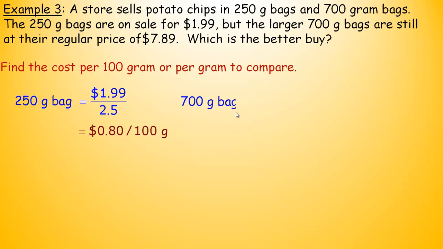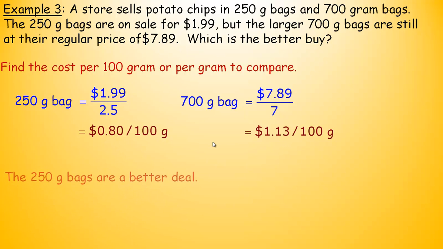The larger bag, we would divide the cost of $7.89 by 7, since 700 is 7 hundreds. So it's $1.13 per 100 grams. So you can certainly see that the sale one is cheaper. The 250-gram bags are a better deal.